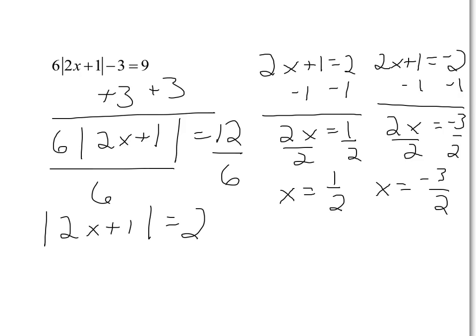All good. Negative 3 halves. 2 times negative 3 halves is negative 3. Negative 3 plus 1 is negative 2. Take the absolute value and you get 2. 6 times 2 is 12. And 12 take away 3 is 9. So we've done it correctly.